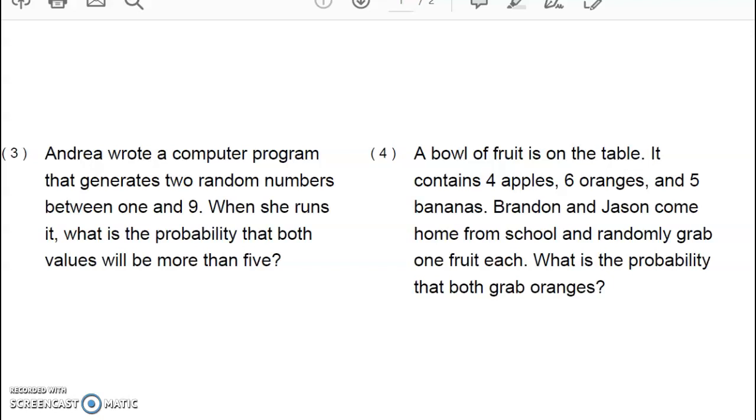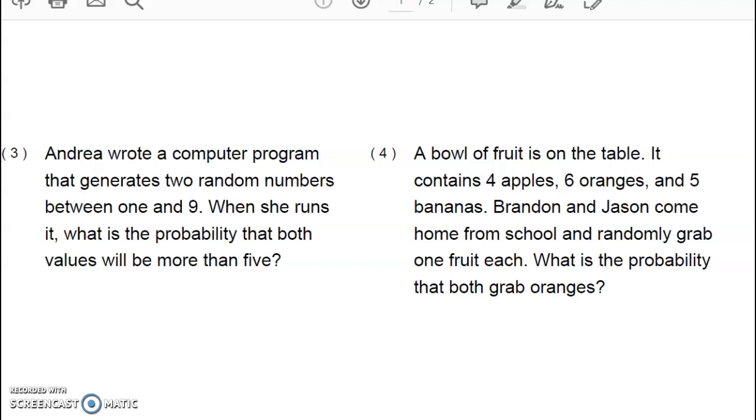In number 4, a bowl of fruit is on the table. It contains 4 apples, 6 oranges, and 5 bananas. Brandon and Jason come home from school and randomly grab 1 fruit each. What's the probability that both grab oranges? Well, are these dependent or independent events? If Brandon's quicker, he's going to grab what he wants. He's not going to put it back. So that's gone, right? If he wanted an orange, he grabbed it. So these are dependent events.